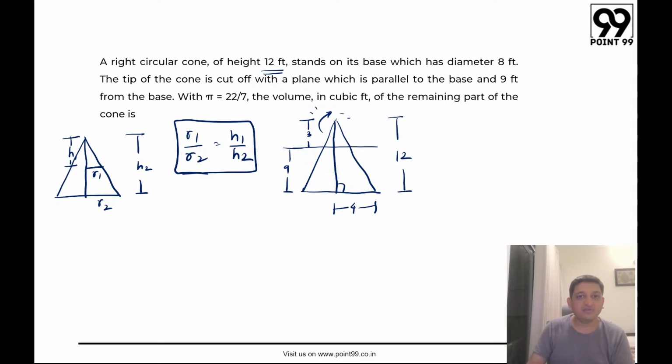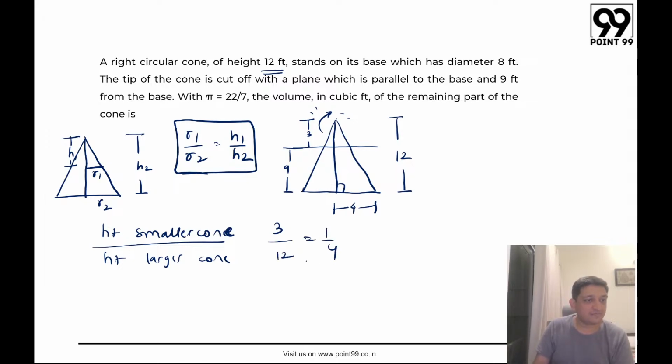ठीक है? Now think about it. यहाँ पे अगर इसका height 3 है, so height of the smaller cone, chalo, was 3 feet. Height of the larger cone was 12 feet. तो इसका रेशियो 1/4 हो गया.